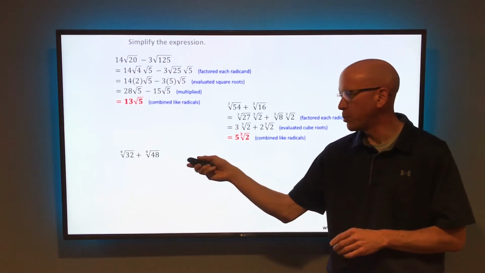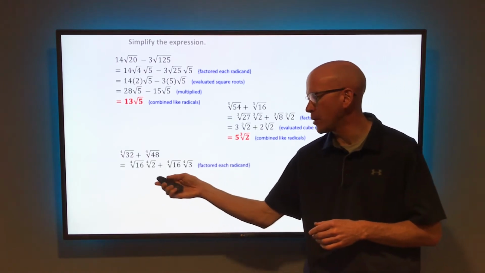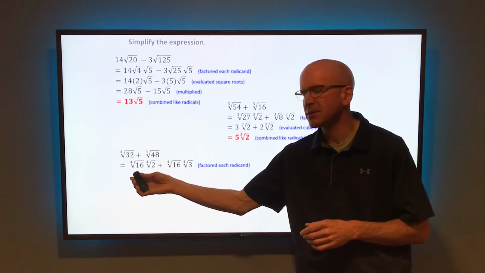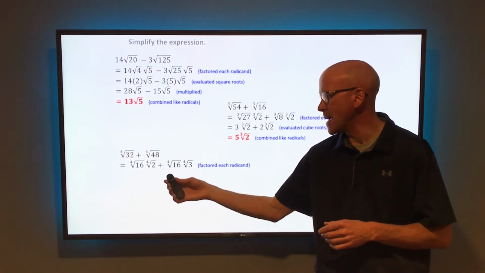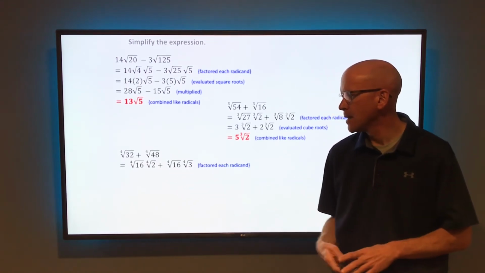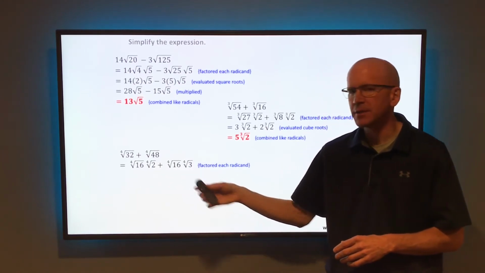4th root of 32 plus the 4th root of 48. See if you can break that down. 4th root of 32, that'll break into the 4th root of 16 and the 4th root of 2. 16 has a perfect 4th root, 2 is what's left over. For the 4th root of 48, that'll break into the 4th root of 16 again and the 4th root of 3. The 16 has a perfect 4th root, and the 3 is what's left over.